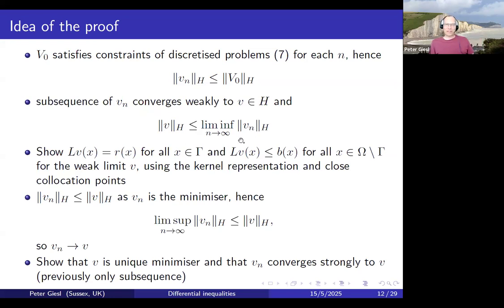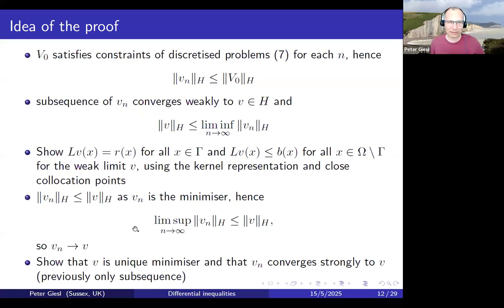And then basically we need to put in some work to get the other inequality here to show that the V_n's really strongly converge to V. And that's basically done by showing that these constraints are satisfied for the weak limit, and that's using the kernel representation, and that we have closer and closer collocation points where we can use the corresponding ones for V_n. Yeah, so I basically leave it there.